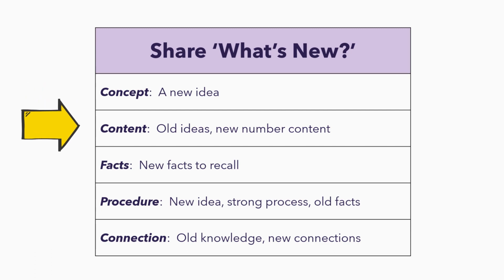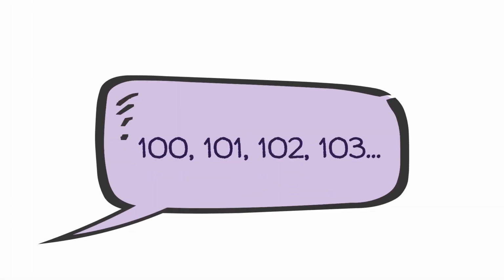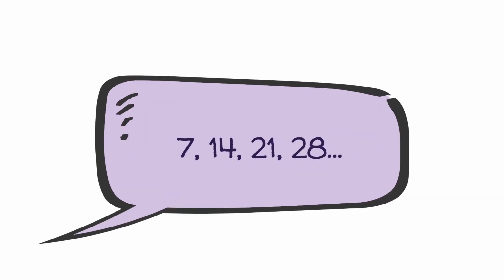So for example, once we have the idea of saying a sequence of numbers in a meaningful order, we can lean on that as an old idea when the learner applies new content. The first time a child verbally counts past 100, well, this is brand new content applied to an old idea. By the time the child says 7, 14, 21, 28, and so on, they have the idea of counting multiples. It's just new number content.